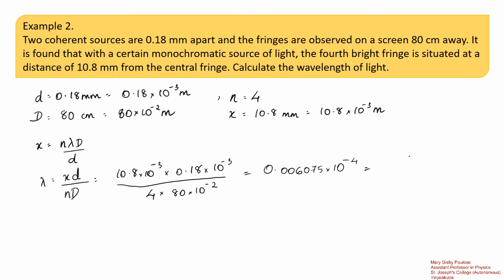Wavelengths can be written in terms of nanometers or angstroms. So writing it in angstrom, I will have 6075 into 10 raised to minus 6 into 10 raised to minus 4. Hence, wavelength lambda can be written as lambda is equal to 6075 into 10 raised to minus 10 meters, or 6075 angstrom.